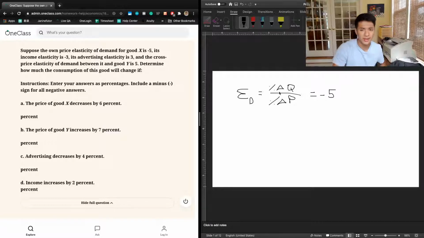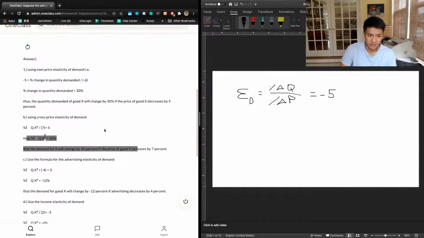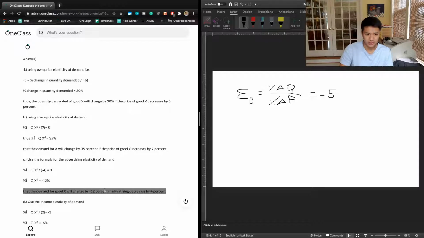We can assume that the advertising elasticity equation is percentage change in quantity demanded divided by percentage change in advertising expenditure. If advertising expenditure goes up by 4%, then we know that the overall change in quantity demanded is going to be 3 times 4, or 12%. Taking a look at the previous year's answer, we see that that is correct.